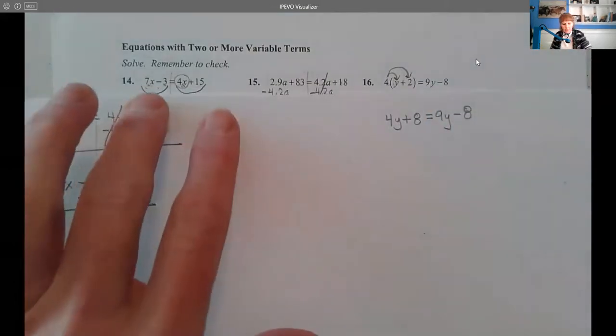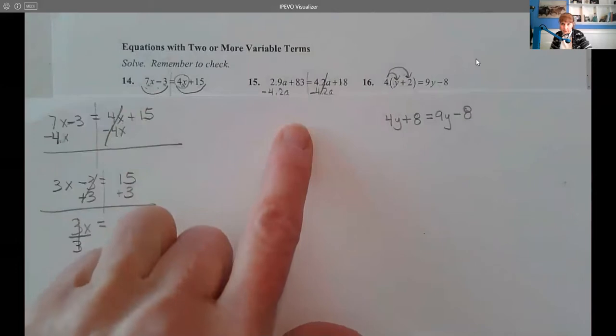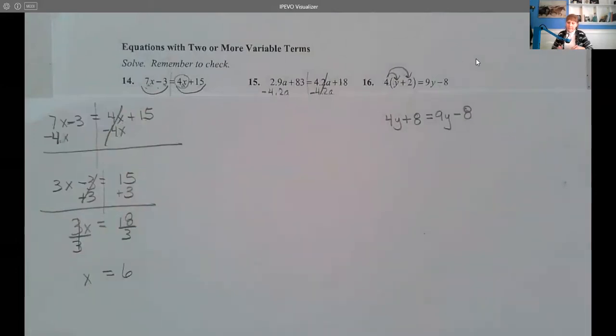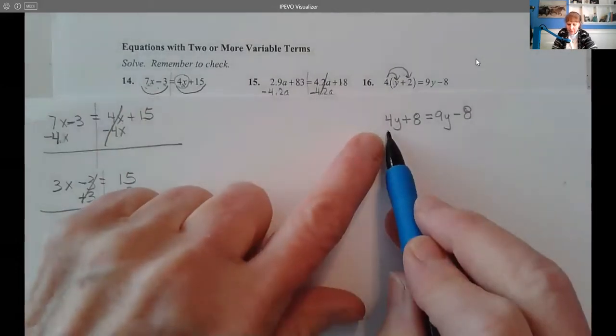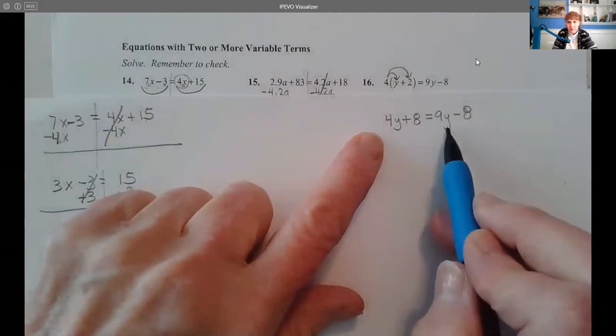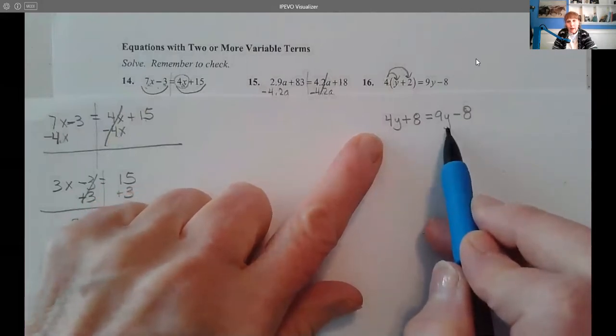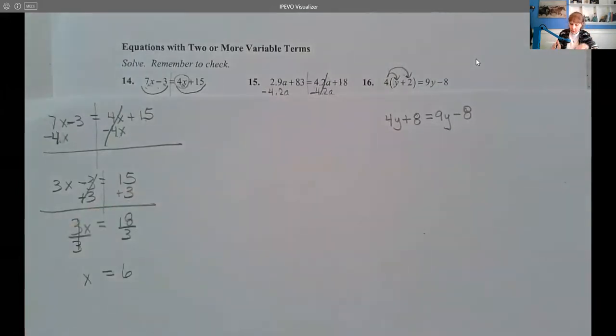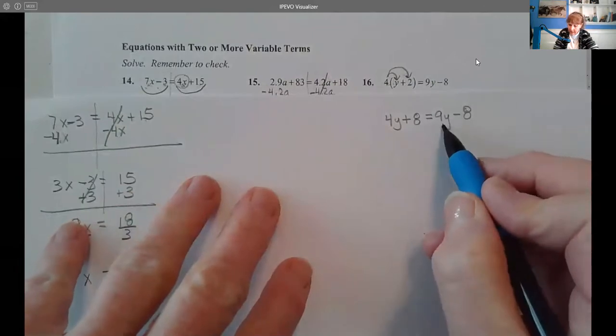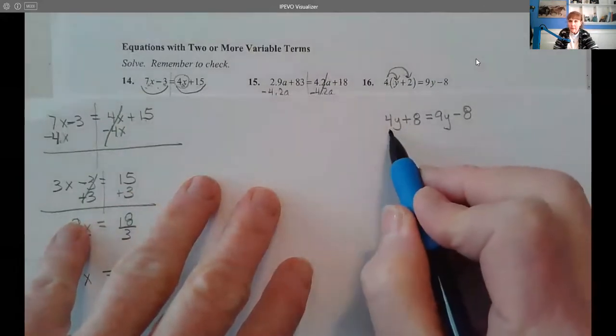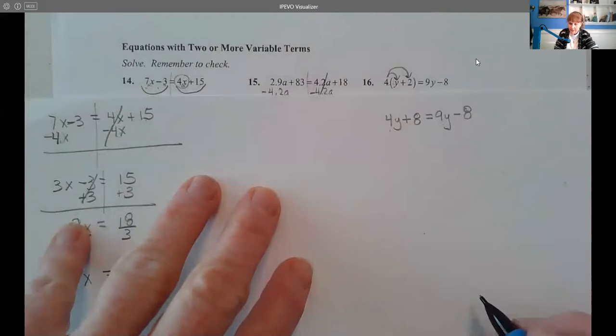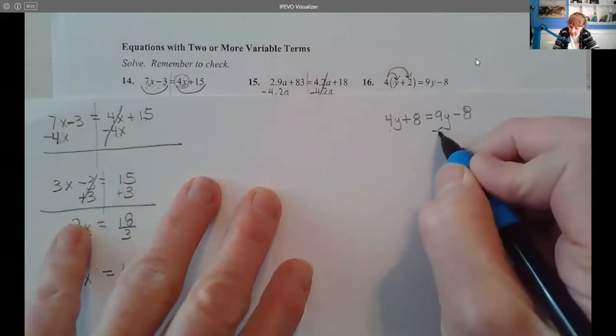Now it's just like 14 and 15. Now, some people may want to subtract 4y. That way you're dealing with a positive because you have a positive 5. It doesn't matter. You can subtract 9. All right, either way, it's fine. I'm going to go ahead and move it all to the left.